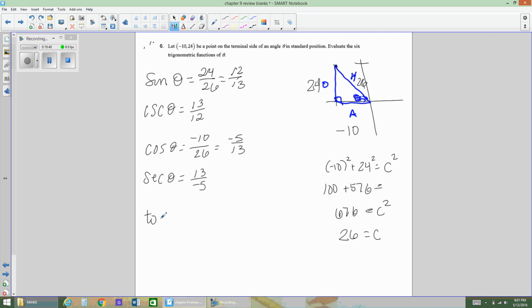The tangent of theta is equal to the opposite over the adjacent. So that is 12 over negative 5. And the cotangent of theta is just the reciprocal, negative 5 over 12. Okay, I think I'm actually going to stop, save this video, and make a second video.